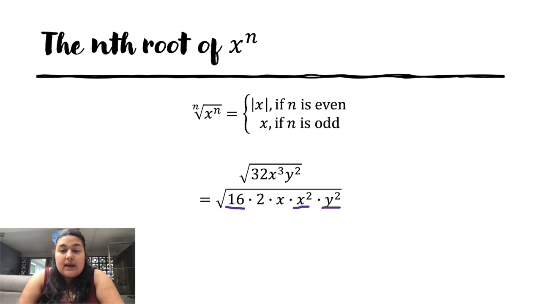Now I'm going to split them up, just like we did in the earlier slide where we had the product property of radicals. I'm going to keep the square root sign, but I'm going to separate my factors. Are you ready?